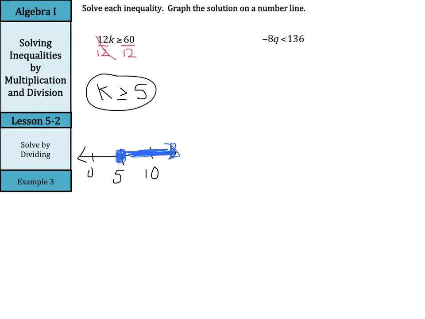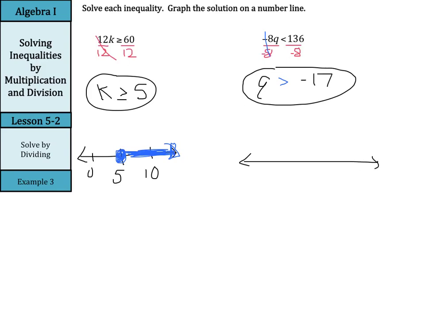What about negative 8q is less than 136? Well, let's divide by the negative 8 on both sides. That cancels, and we're left with q, and this is where you need to recognize I'm dividing by a negative number on both sides, so we're going to reverse the inequality into a greater than, and 136 divided by negative 8 is negative 17. So q is greater than negative 17. And we can go to graph this one.